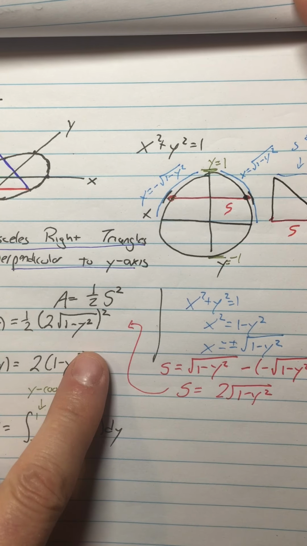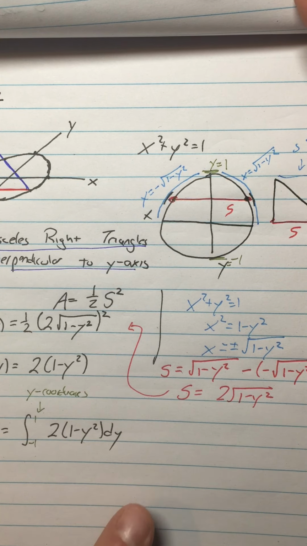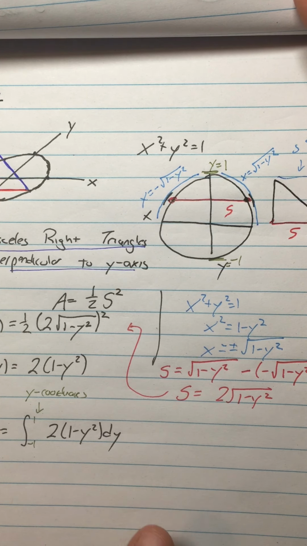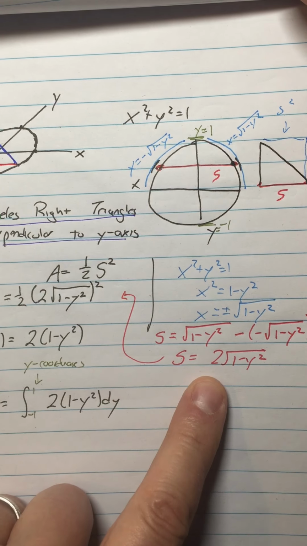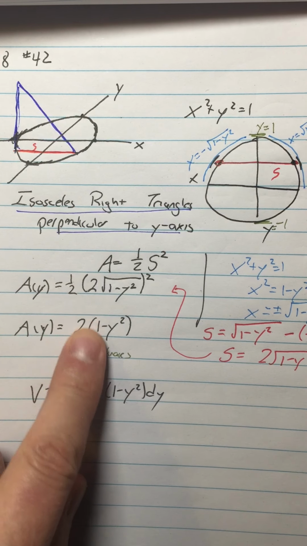Find an equation for the area. Where did I put the equation for the area? Here, the equation for the area. Find an equation for S. This one was tricky to get the S. Plug it in and integrate. All right, there you go.